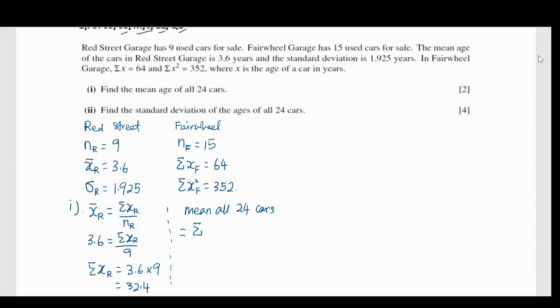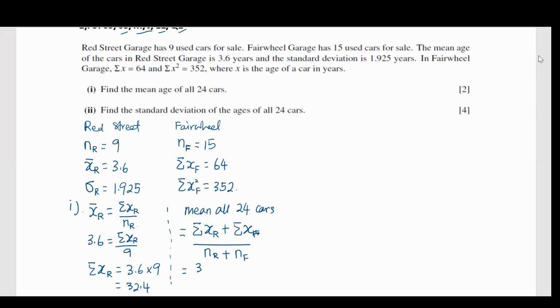We have to look for the sum of ages of these 9 used cars from Rake Street, plus the total ages of the 15 used cars from the Fairview, divided by the total samples, which means the total number of used cars from Rake Street and the Fairview. Okay, so that is how we can calculate the mean of all 24 cars.